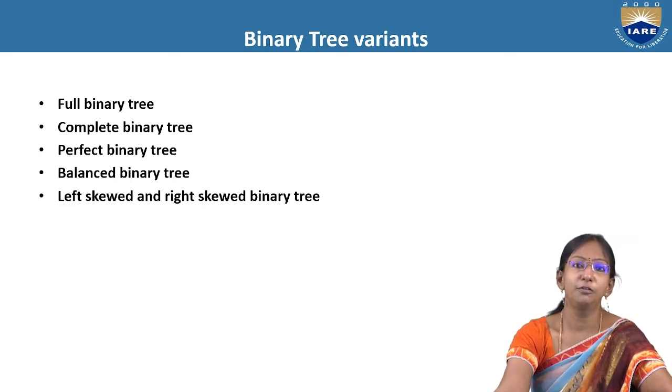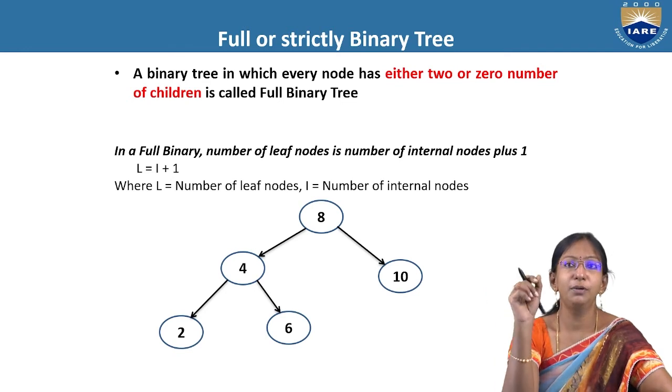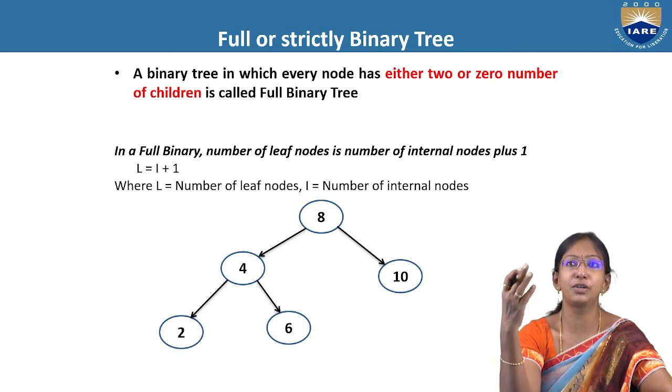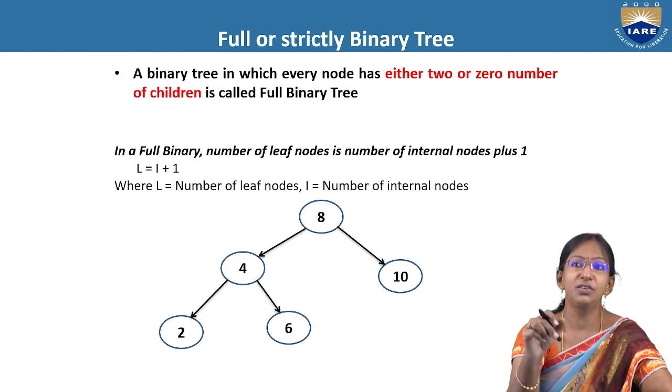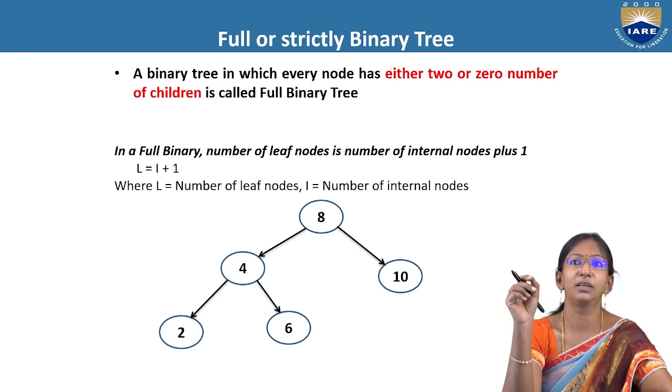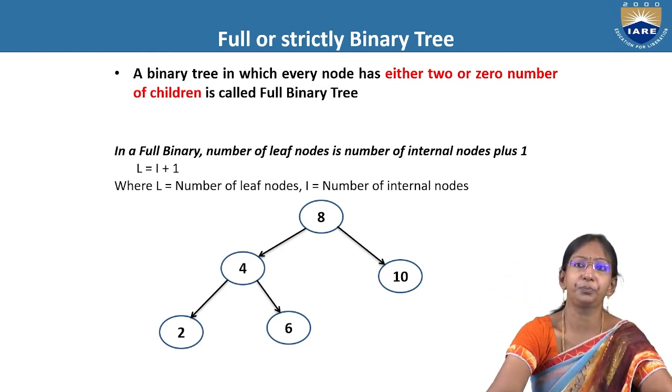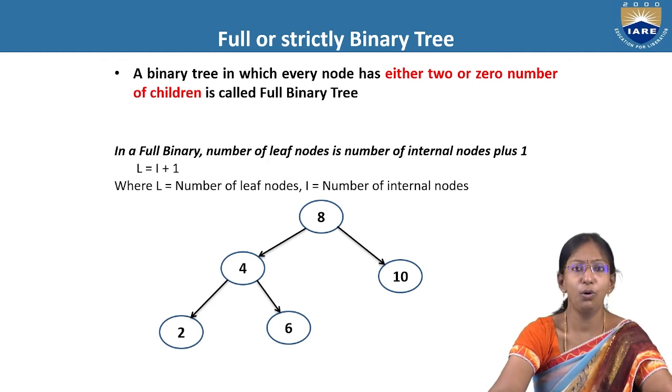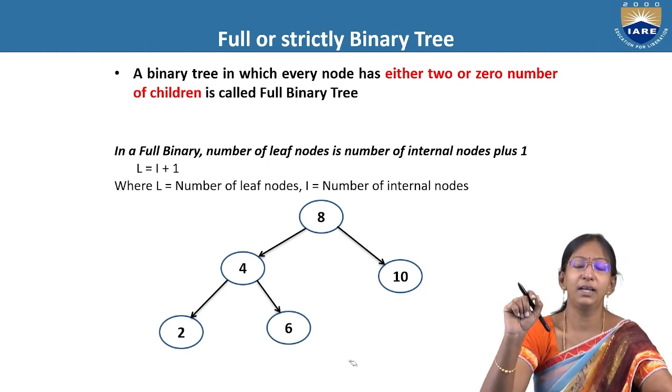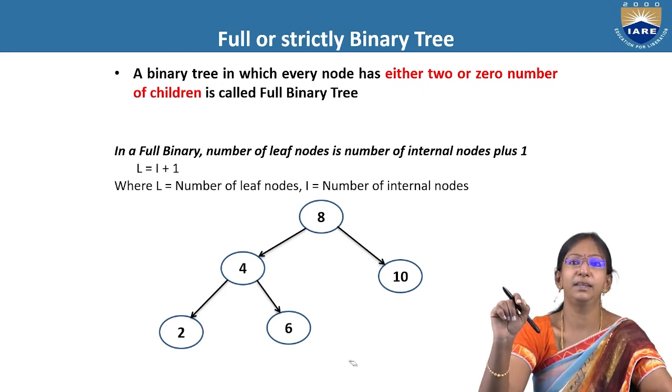What is a full binary tree first of all? Full binary tree is also known as strictly binary tree. It is a tree in which every node can have either 2 or 0 children. Have a look at the picture here. 4 and 8 are the nodes who have 2 children each, whereas 2, 6 and 10 are the nodes which have 0 children. That means that every node can have either 2 or 0 children, then we call it as full or strictly binary tree.